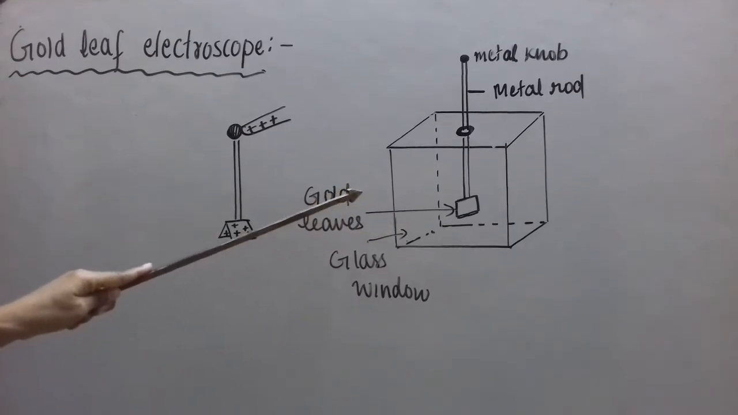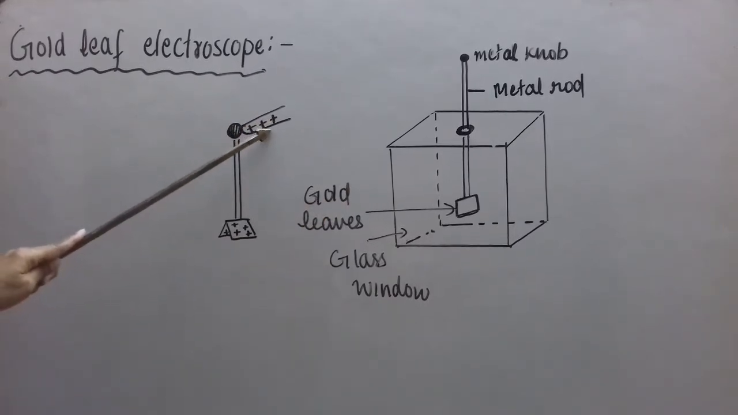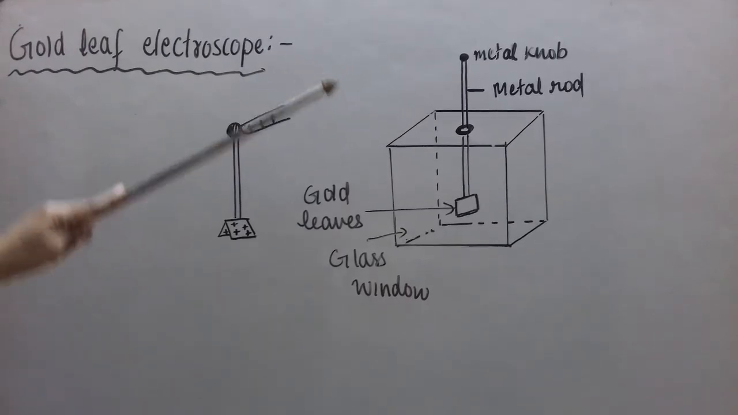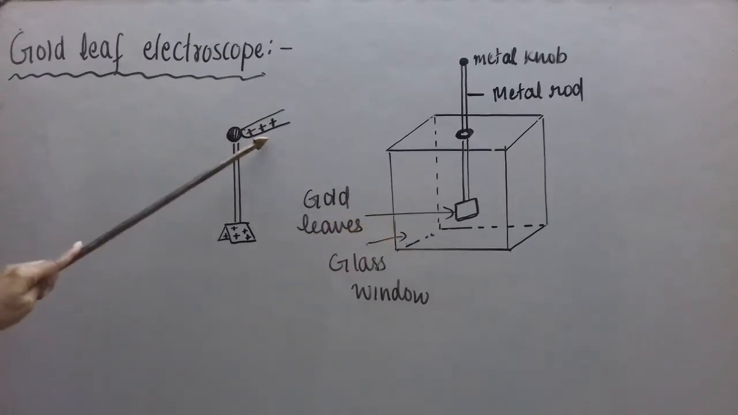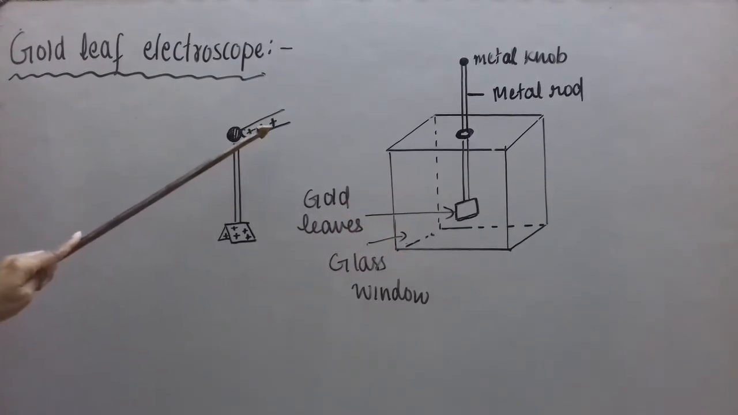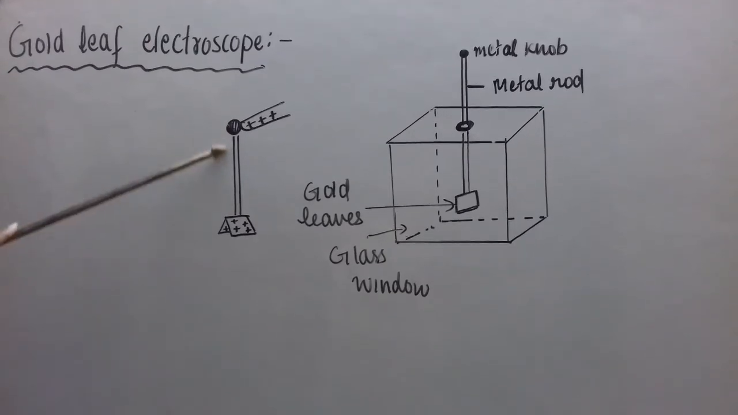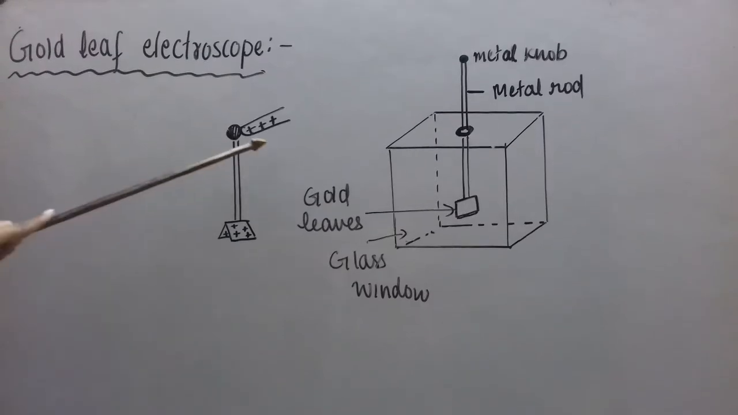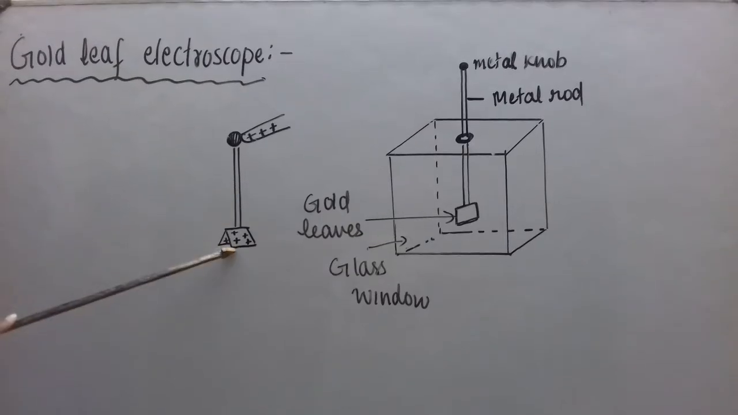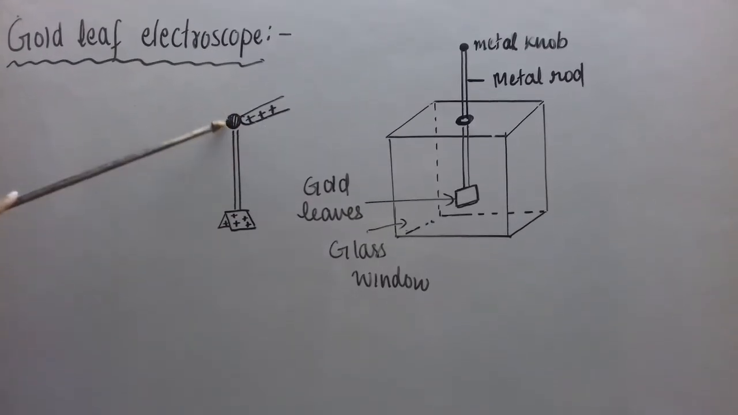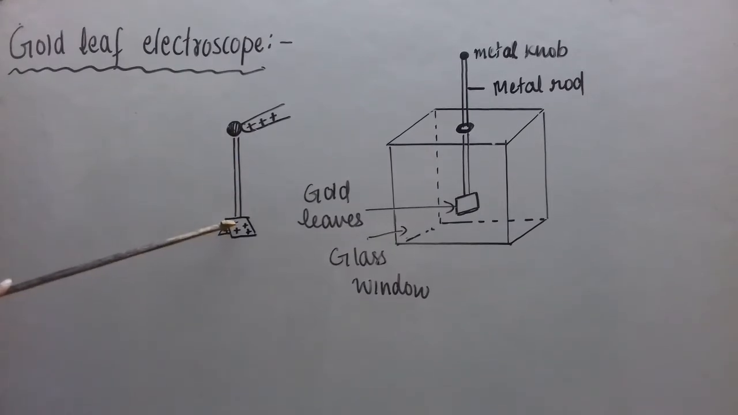Now in this case, suppose we touch a charged glass rod to the metal knob. Here we have a glass window so that we can have a look at the leaves. Now if we touch a charged glass rod to the metal knob, as we know, the metal knob and this rod are conductors. So positive charge will flow through the conductor and get transferred down. If we remove the rod, it will get evenly distributed, or if we keep it in touch, the charge will get transferred to the leaves.